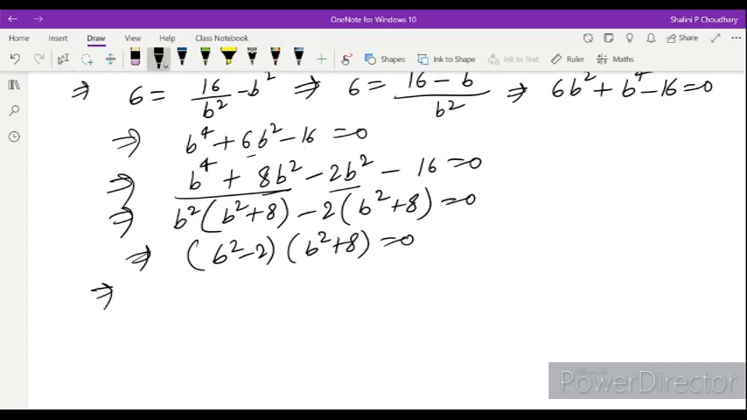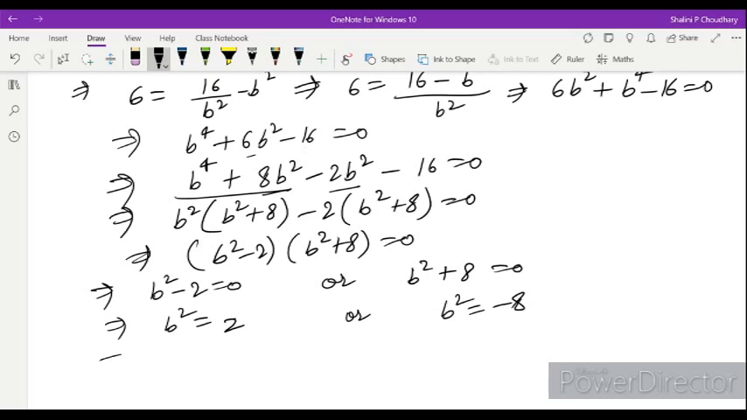What values are we getting? So either b square minus 2 is equal to 0 or b square plus 8 is equal to 0. It means b square will be equal to 2 or b square will be equal to minus 8. So b will be equal to plus minus square root of 2 or b will be equal to square root of minus 8, that will be equal to plus minus i, because square root of minus 1 is equal to i.